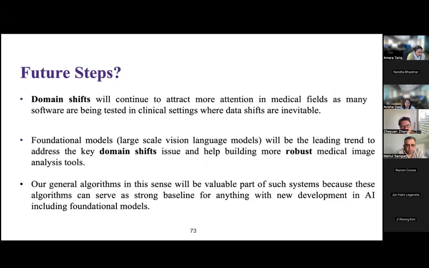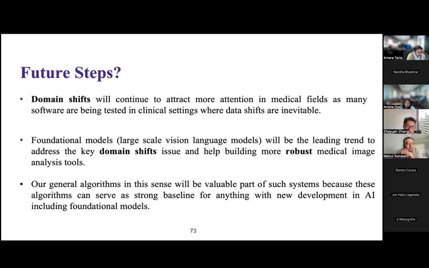And in the future, particularly in the next few years, domain shift will continue to attract more and more attention in the medical field. Because when we try to apply deep learning methods in real clinical setups, we will find that domain shift introduces more problems. And foundation models will keep leading the trend in addressing this domain shift, because only by helping the model experience large enough data can we build more robust medical analysis tools to solve real clinical problems.